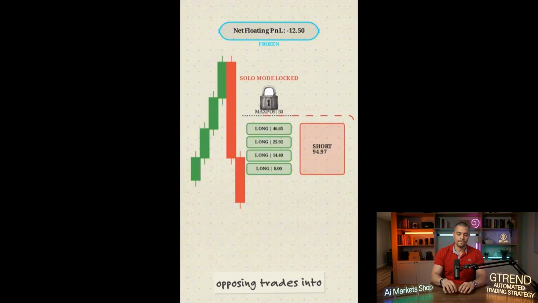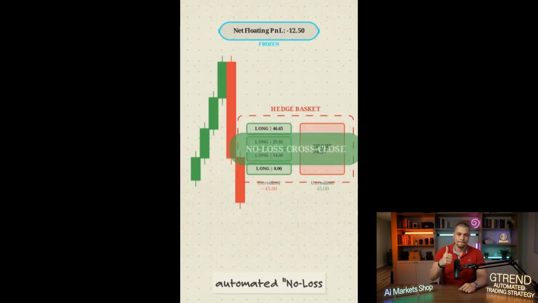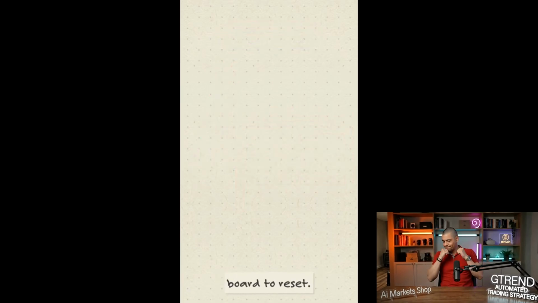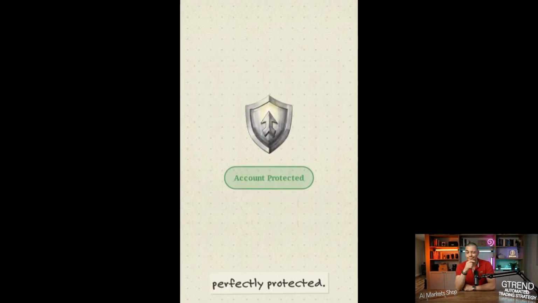Now, the engine groups both opposing trades into a single basket. It waits for the short position's profit to perfectly cancel out the original trade's loss. Once they balance out, it triggers an automated, no-loss cross-close. The entire basket liquidates at net zero, clearing the board to reset. So while everyone else panics over a sudden crash, your account stays perfectly protected.